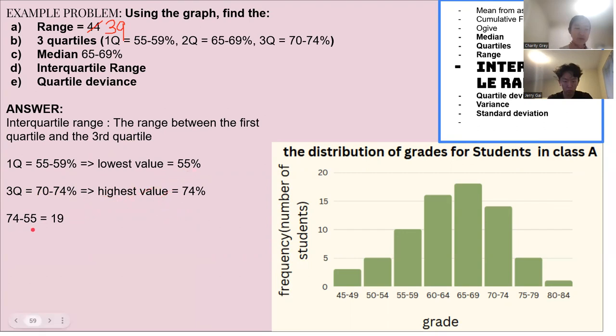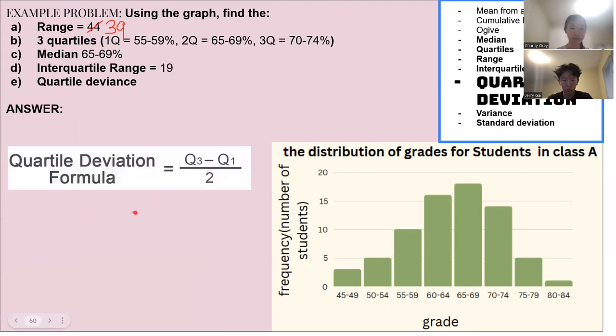So 74 minus 55 is 19. There's our interquartile range. Next, we will talk about quartile deviance. Here's the quartile deviance formula. Please try to solve it by pausing the video. We will continue on with the solution.